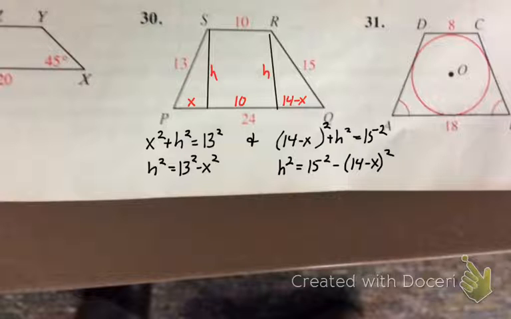Well, h squared equals these two things, this section and this section. So what I'm going to do is 13 squared minus x squared equals 15 squared minus 14 minus x quantity squared. And then you're going to solve for your x. And once you get your x value, you can plug it in and get your h straight from there too. Because we can just plug our x right in here and I'll figure out what my h equals.